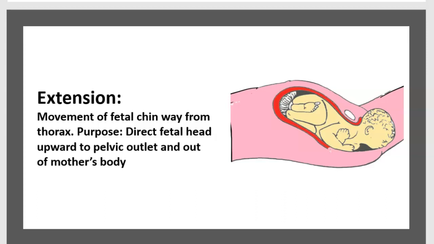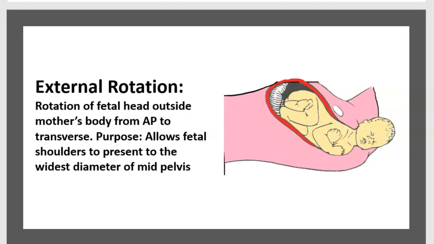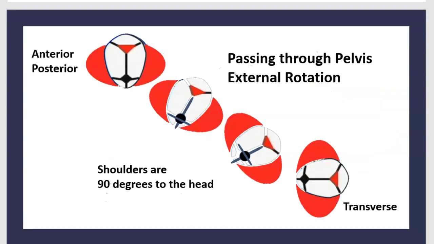Purpose, direct fetal head upward to pelvic outlet and out of mother's body. External rotation, rotation of fetal head outside mother's body from anterior-posterior to transverse. Purpose, allow fetal shoulder to present to the widest diameter of mid-pelvis. External rotation, anterior-posterior to transverse.